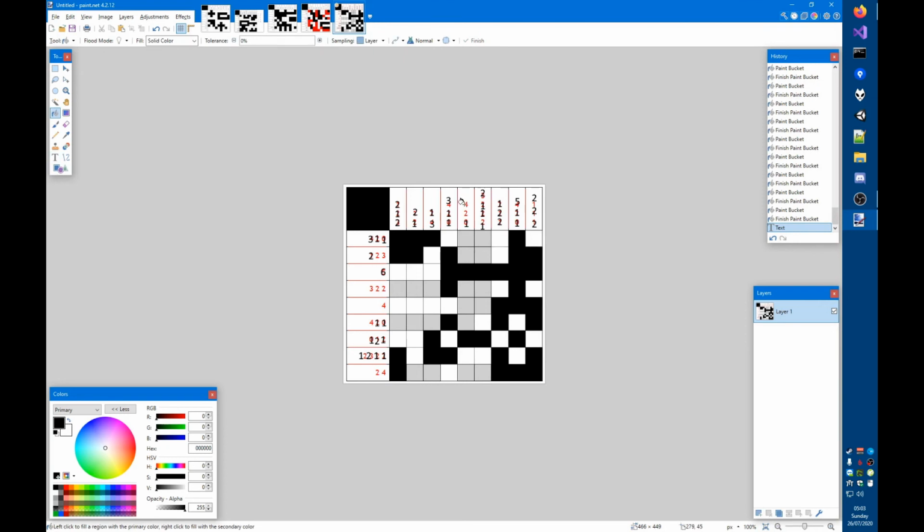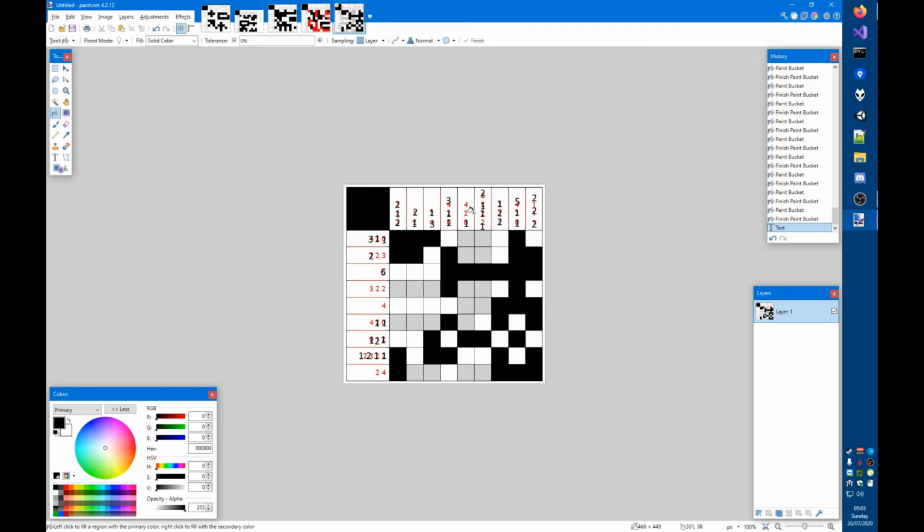This column here has to start with at least a 3 group, and therefore this pixel must be part of the 3 group. Yeah, there are still 2 possibilities there. Let's take a look at the rest.